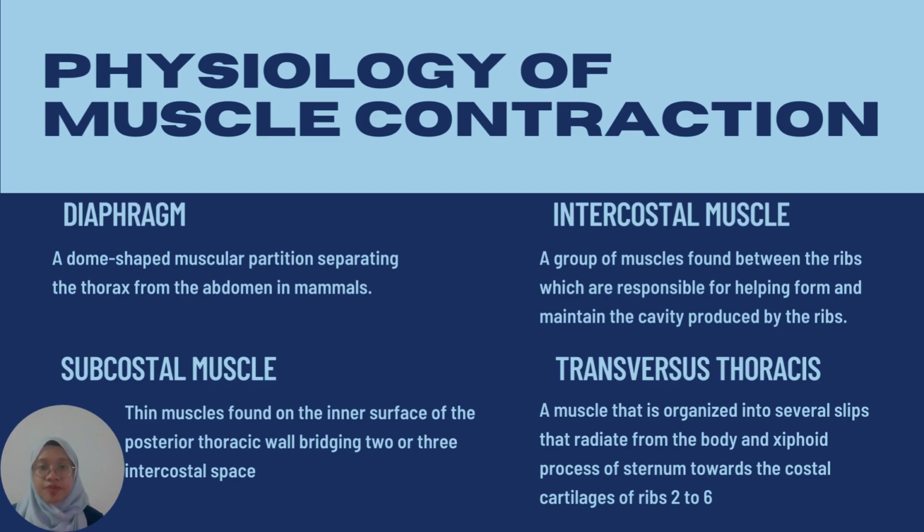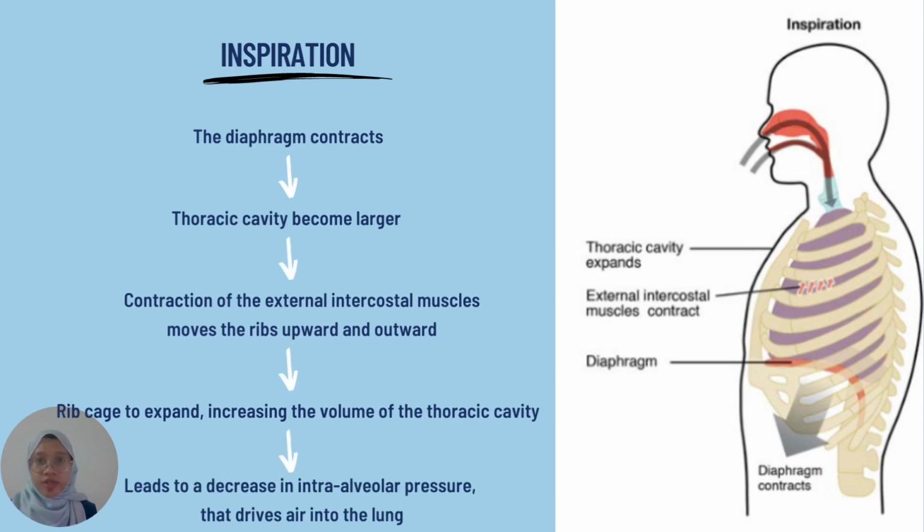Transversus thoracis, also known as sternocostalis, is a muscle found on the inner surface of the anterior chest wall. It belongs to intrinsic muscle of the chest wall, along with the intercostal and subcostal muscle. Transversus thoracis is organized into several slips that radiate from the body and xiphoid process of the sternum toward the costal cartilage of ribs 2 to 6. As I mentioned before, these muscles are responsible in respiration process.